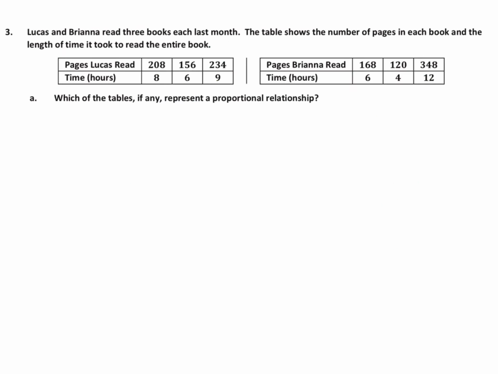Number 3 says Lucas and Brianna read 3 books each last month. They read 3 books each last month. The table shows the number of pages in each book and the length of time it took to read the entire book. Which of the tables, if any, represent a proportional relationship? So the table on the left is Lucas, and the table on the right is Brianna.